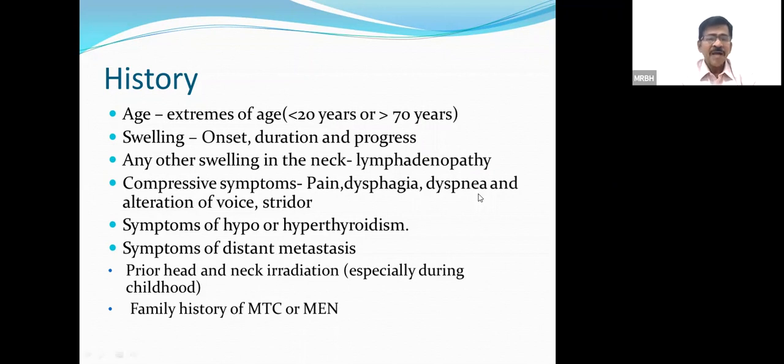Patients having prior head and neck irradiation are at higher risk for thyroid malignancies. And family history is important, particularly in medullary thyroid carcinoma or patients having multiple endocrine neoplasia.